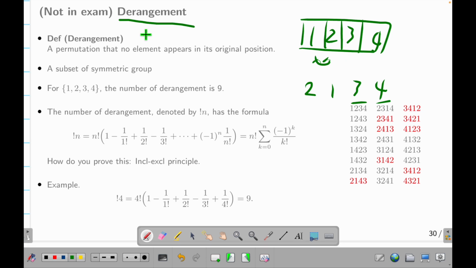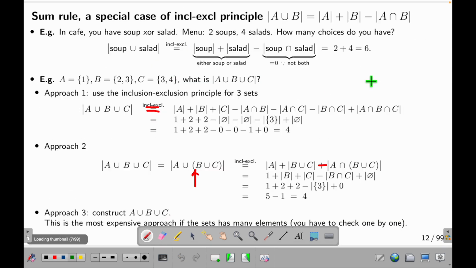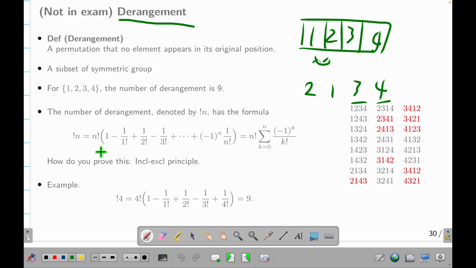I just let you know this thing exists. This thing is a subset of this. What is this? This is S4, the symmetric group 4, and all the red ones are the possible derangements. Then you will wonder, how do you count how many there are? Actually, you use something called the inclusion-exclusion principle. After doing that, you have a funny formula that looks like this.